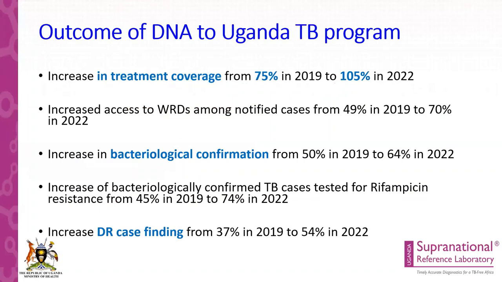Talking about the treatment outcomes, we have been able to increase treatment coverage from 75% to 105% in 2022 from 2019. We have increased the molecular WRDs among notified cases from 49% in 2019 to 70% in 2022. We've increased bacterial confirmation from 50% to 64%. And we have also increased bacteriologically confirmed TB cases tested for rifampicin from 45 to 75%. And our DR case finding has also increased from 37 to 54% in 2022.